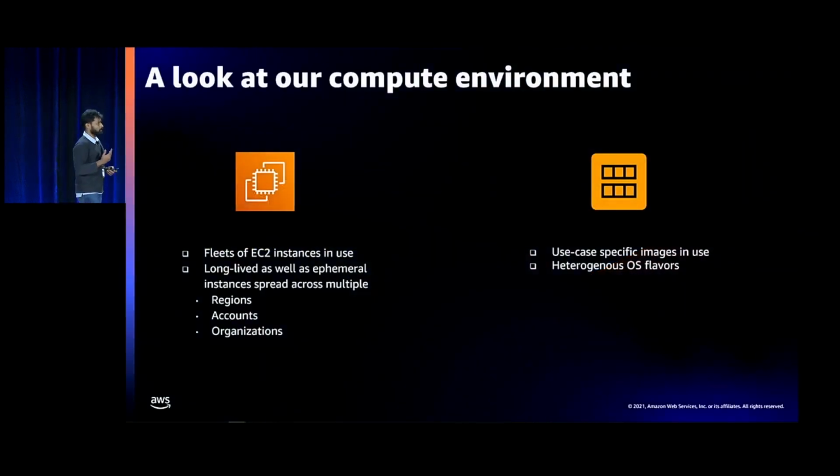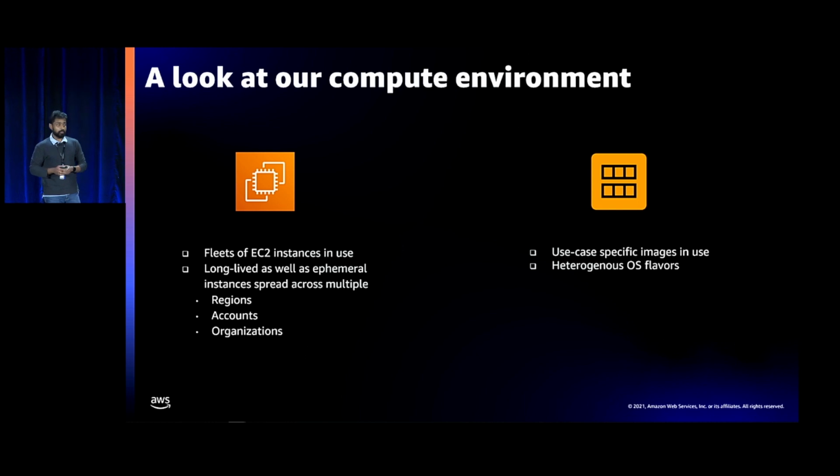So just a look at our compute environment. It might be very similar to yours. We have fleets of EC2 instances that are long-lived, that have been running over the course of, say, months, and they might also be running over the course of years. We also have ephemeral instances that come up and go down. They perform a specific set of tasks, come up, go down. And by the nature of EC2 instances, you know that it's regional, so it's distributed across different regions, accounts, and organizations that we have.